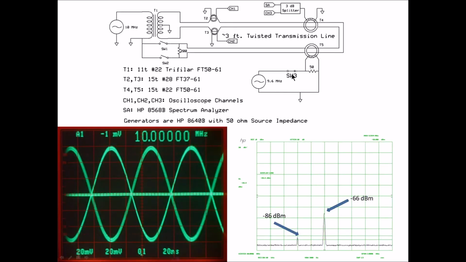If I close switch 3, leaving switch 1 and switch 2 open, you can see the minus 86 dBm injected common mode current appearing on both traces of the differential. You can see it a little bit right here, and you can see it a little bit right here.